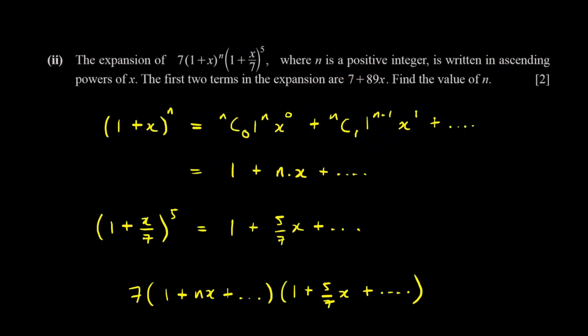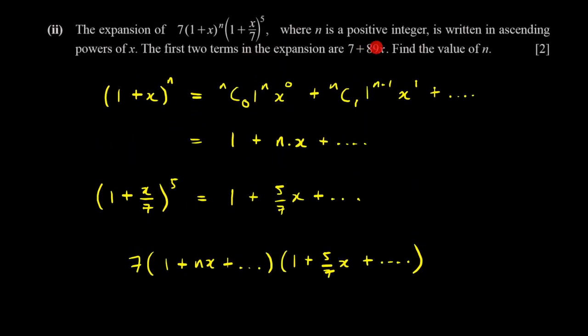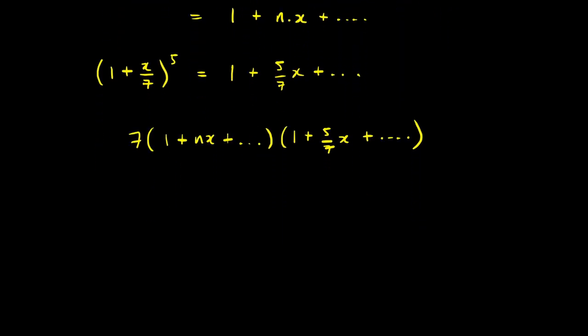That thing is 7. But what about the x term? The x term we're told is going to be equal to 89. How are we going to get x? Well, either we're going to have 1 times 5 upon 7, or we're going to have n times 1, right? Those are the two ways that we can get a coefficient of x.